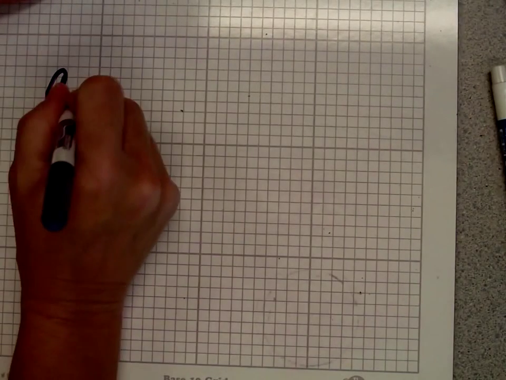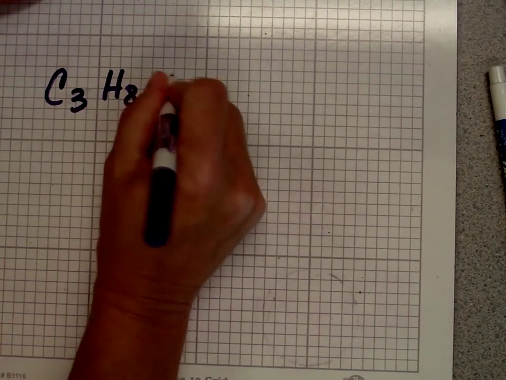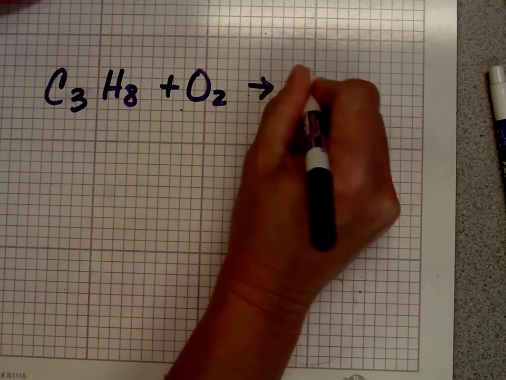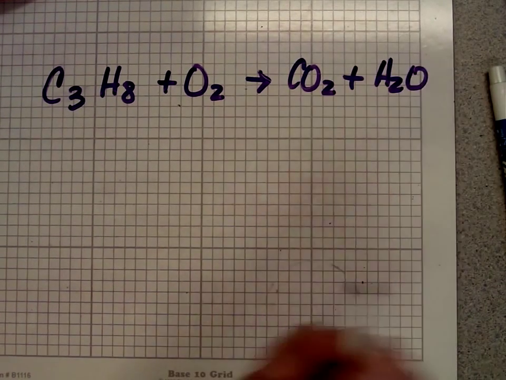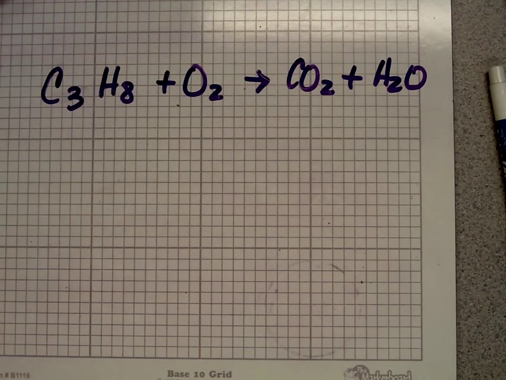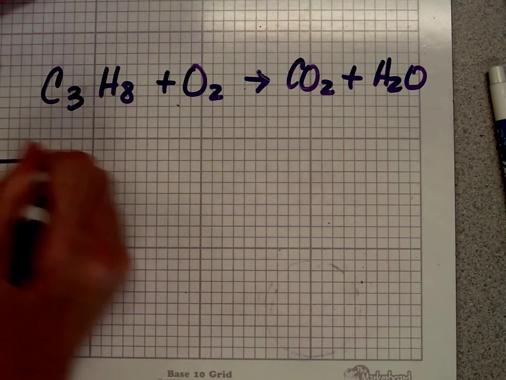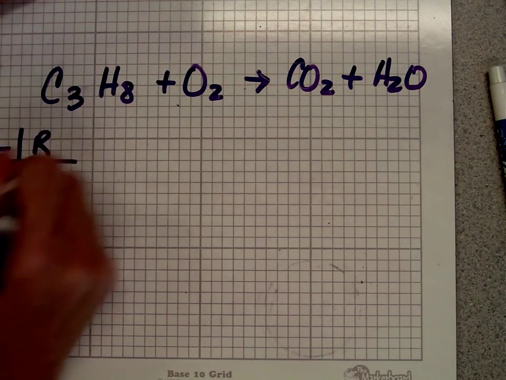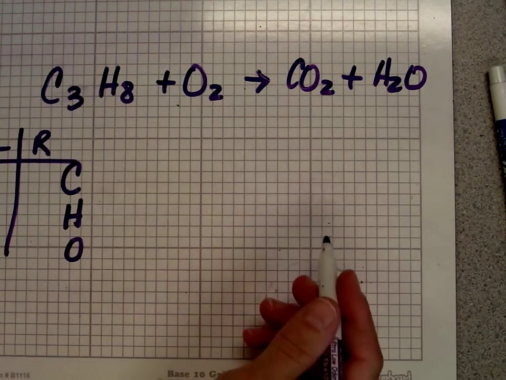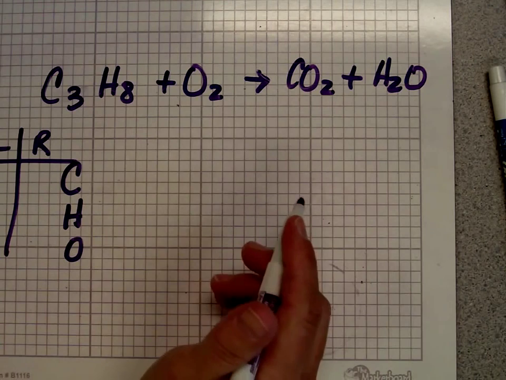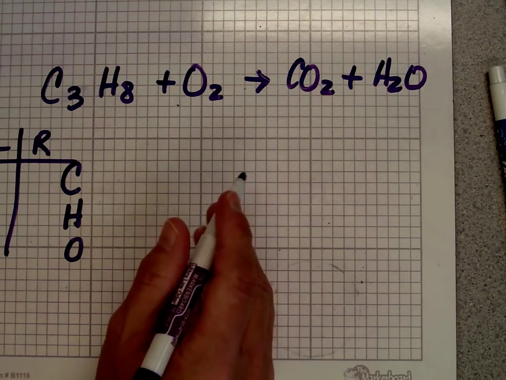We have C3H8 plus O2 reacts to form CO2 plus H2O. Alright, and as you know, that is a combustion reaction. It looks pretty easy. On the left, I have carbon, hydrogen, and oxygen. I have the same on the right. Now, I don't have any polyatomic ions on this, so I'm just going to leave it the way it is.